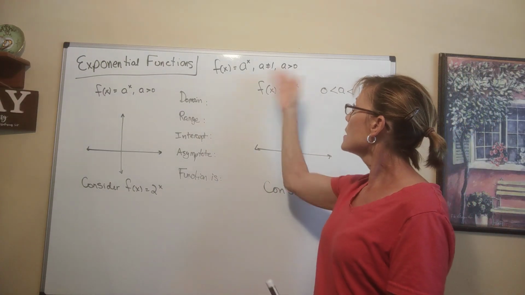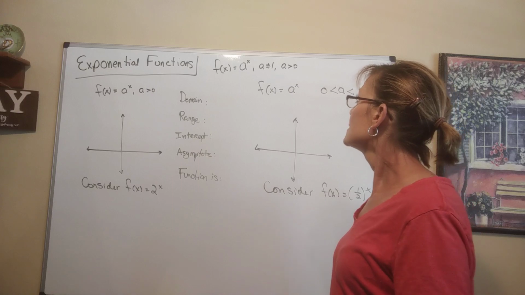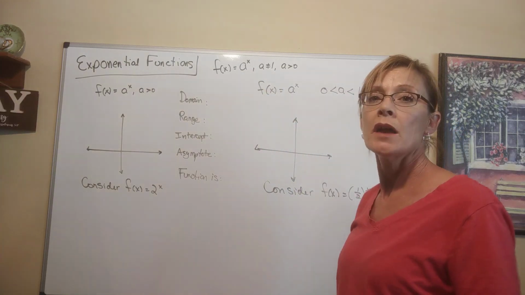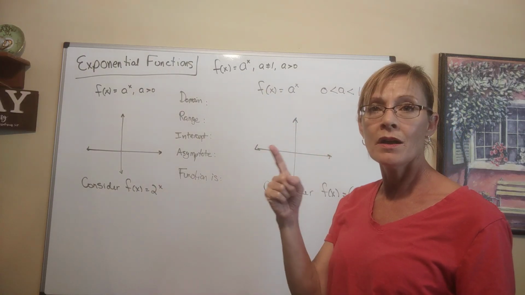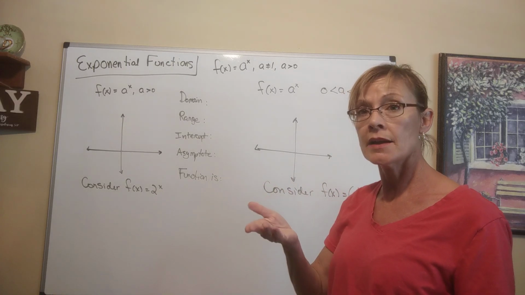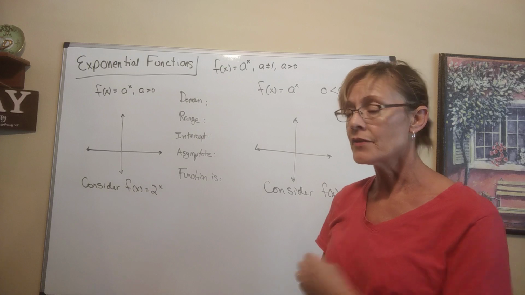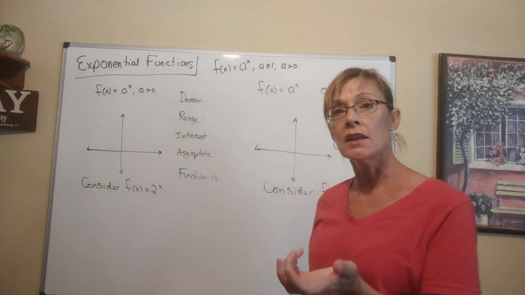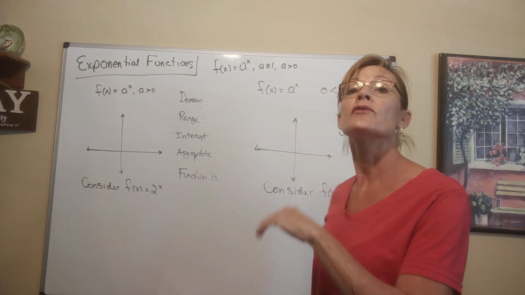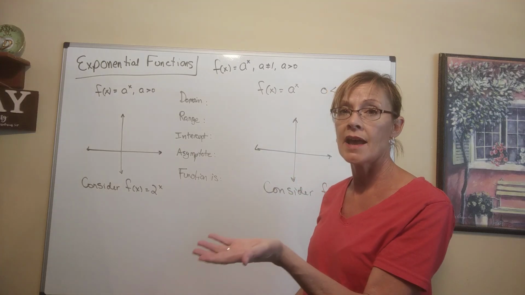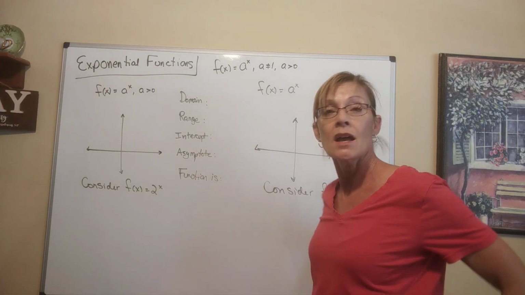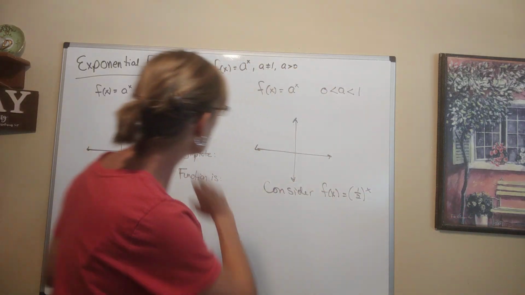So the rules within the definition of an exponential function are that the base a cannot be 1, because 1 to anything is just 1. That would just be a boring horizontal line. That's not an exponential function. And the base a is positive. If you have a negative, you handle that like a reflection across the x-axis. So the base is positive, and it can't be 1.